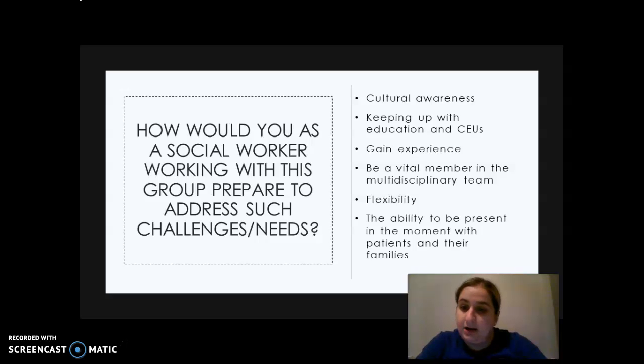And it's also important for the social worker to have the ability to be present in the moment with patients and their families, especially when they're talking about such a hard topic and the family and the patient are experiencing so many different emotions and feelings. It is important for the social worker to be present, to be empathetic, to be sympathetic, to address these challenges.